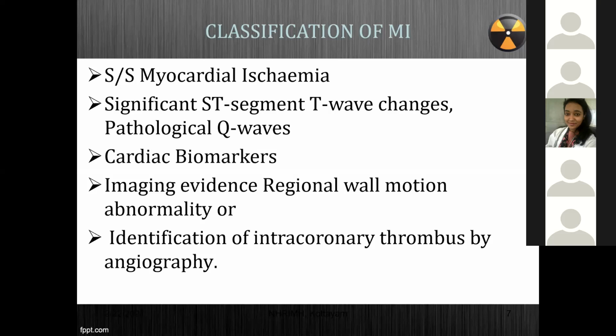Second is ECG changes. Third one is biomarkers. Fourth one is imaging, if time permits. And fifth one is any interventional things. So on these five, you are going to assess a patient whether he is having MI or not. So basing on the urgency, you will go with the steps.